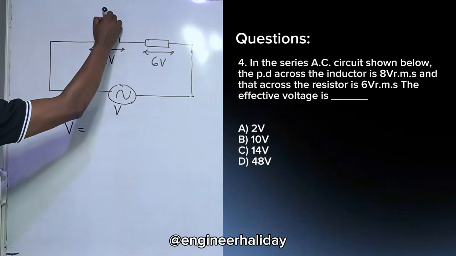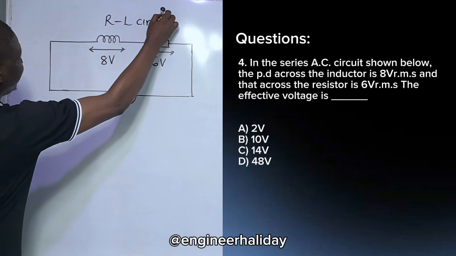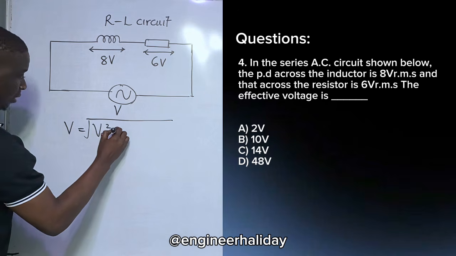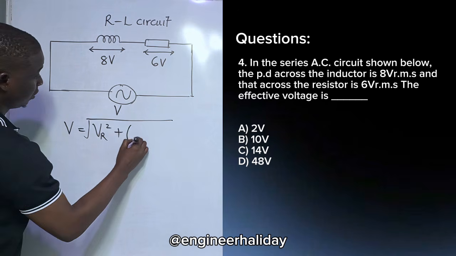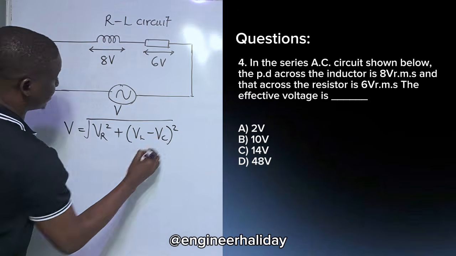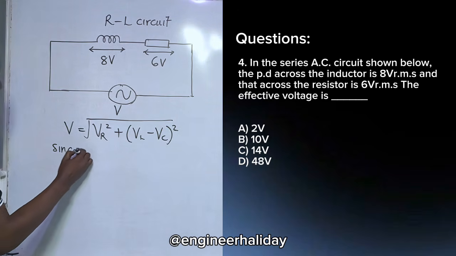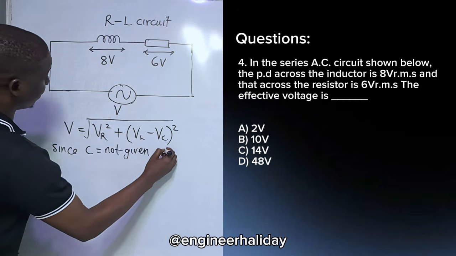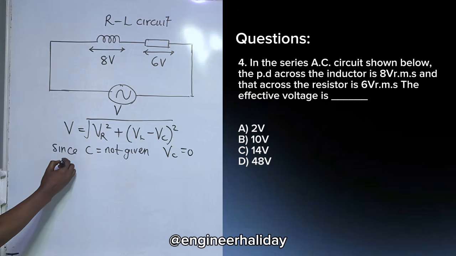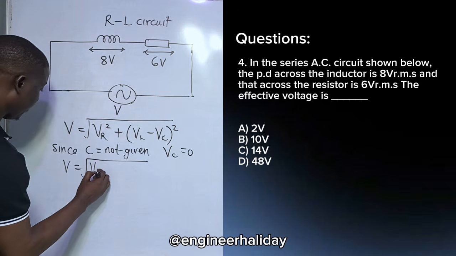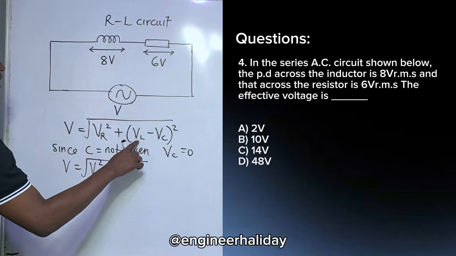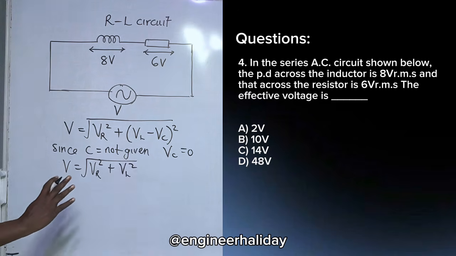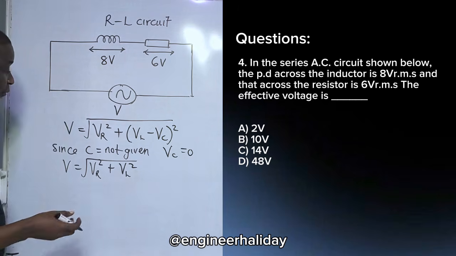Now this is an RL circuit. Since it's an RL circuit, the general formula I gave in my classes is V equals the square root of VR square plus (VL minus VC) all square. Since VC is not given, capacitor is not given, we are going to assume VC is equal to 0. Therefore, the formula becomes V equals the square root of VR square plus VL square. That's the way I do my thing, so that you can reduce the number of formulas you have to put on your head.